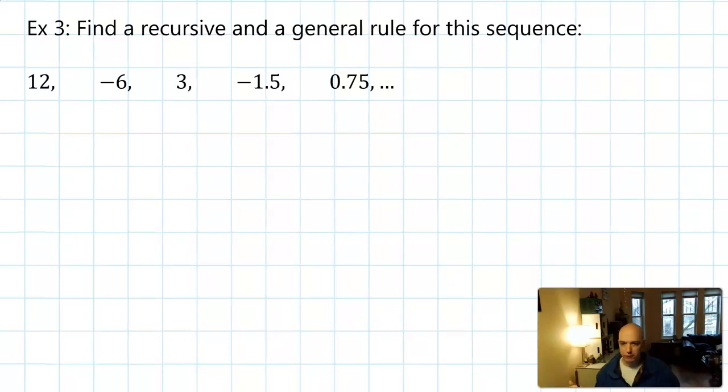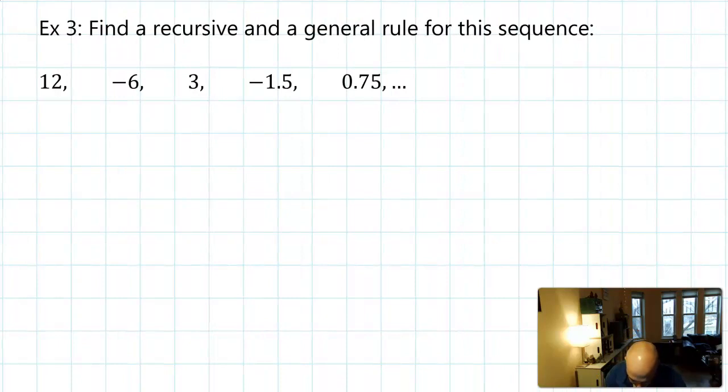So finding a rule for a sequence can be complicated. You have to sort of use your logic, especially because you don't know if this is going to behave in a linear way or a quadratic way or an exponential way or a mix of those. So you just kind of have to use your intuition. So first, I can say what I know. I know that the first term is 12. And then I can kind of look for a pattern.